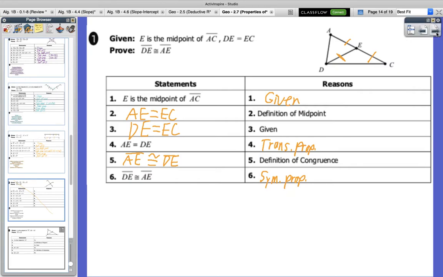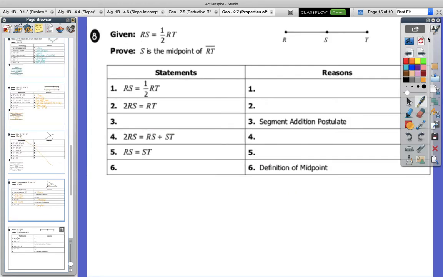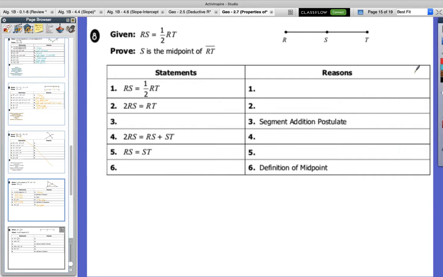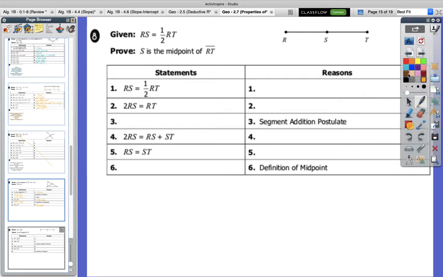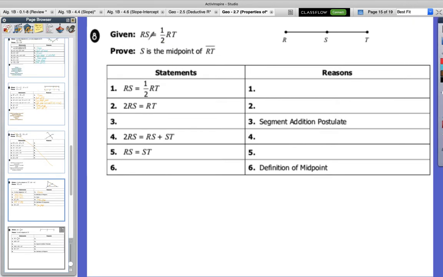We'll continue on, we'll try number 8 here. I'll switch up colors. I'll go with brown. So now we're given the fact that segment RS is half of segment RT, and we're trying to prove that S is the midpoint of segment RT. We might look at that and say logically, well, yeah, of course it would be. Or, oh, maybe it shouldn't be, but we have to actually prove it either way.